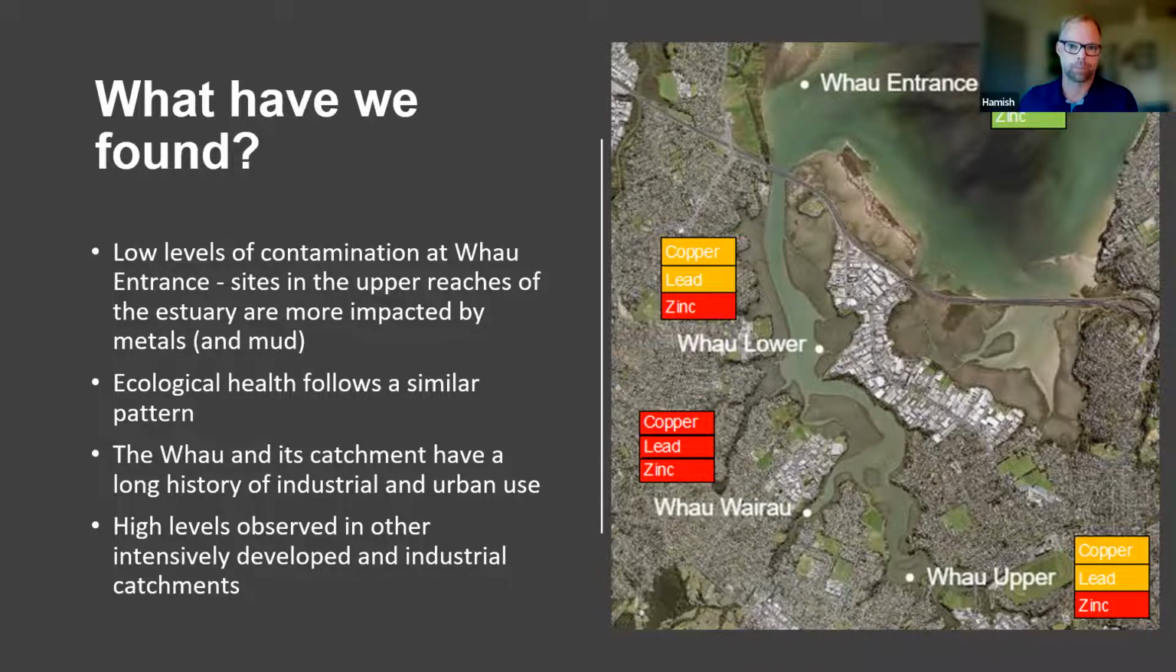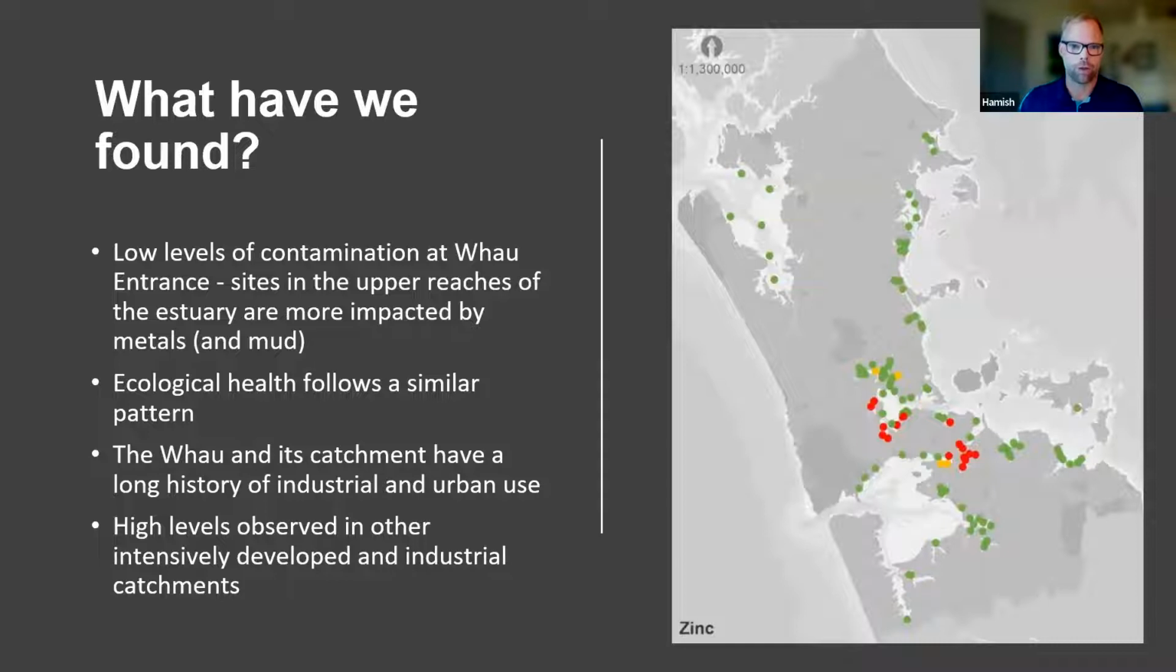Next slide, please. So the Whau is not alone in having these high concentrations across Tāmaki Makaurau, and we see this in other areas where there's similar types of land use. When we look at a regional map, and this is for zinc, you can see other hotspots of metal contamination, particularly where there are those long histories of industrial and urban use. So in places like the Tamaki Estuary, Henderson Creek, and in the Mangere Inlet too in the Manukau Harbour. So that's where we're at today.